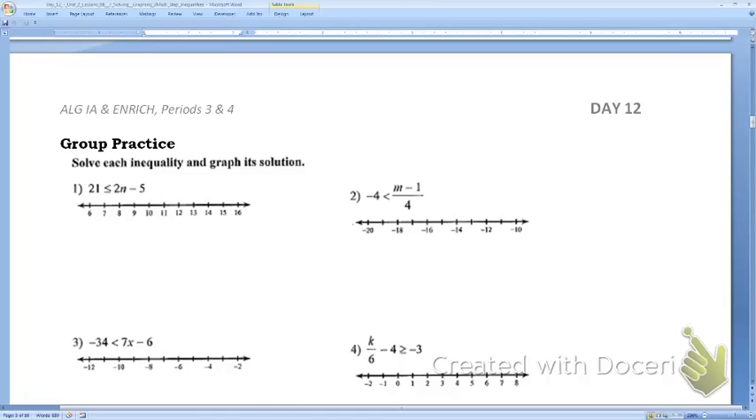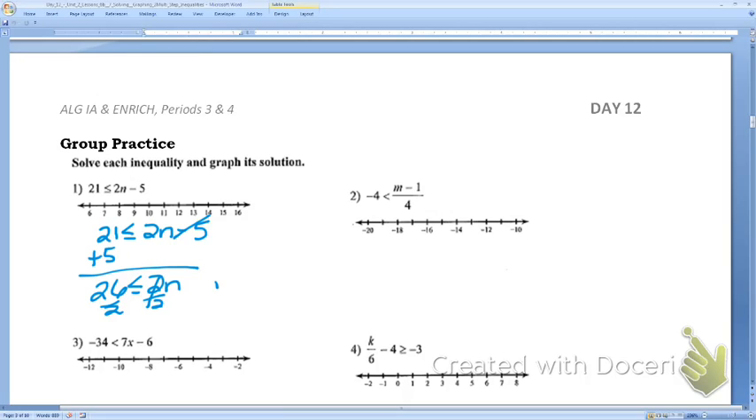Problem number 1. I'm going to rewrite the problem. 21 less than or equal to 2n minus 5. I need to combine my like terms, so I'm going to add the 5 to the other side of the equation. So I get 26 is less than or equal to 2n. Then I divide by 2.